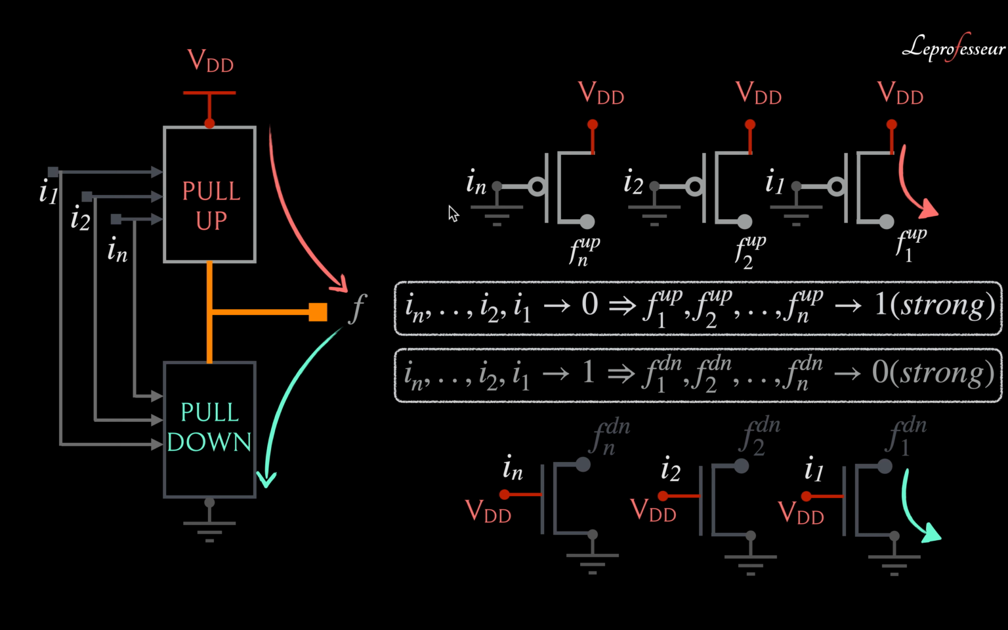The gate of the PMOS, we could connect to the ground when we want to produce 1 at the output. And we could connect the gate of NMOS to VDD when we want to produce the stronger 0 output for the pull-down network.